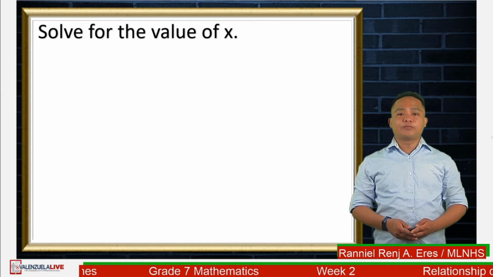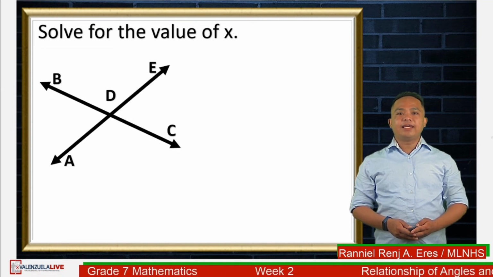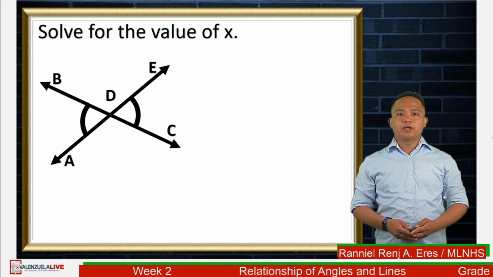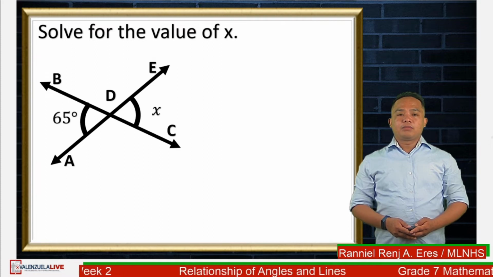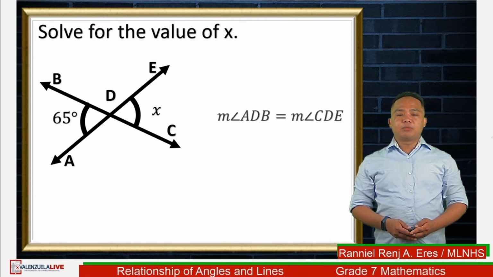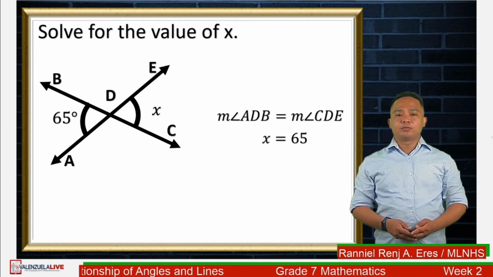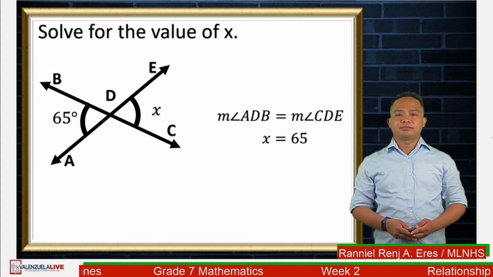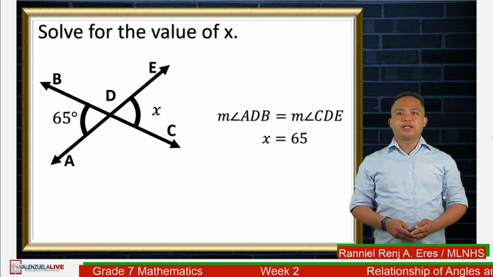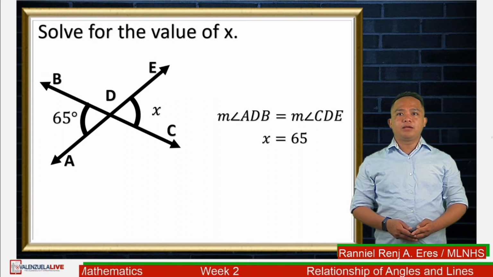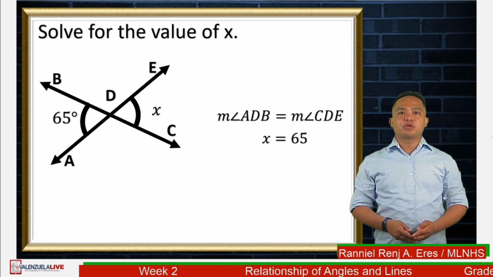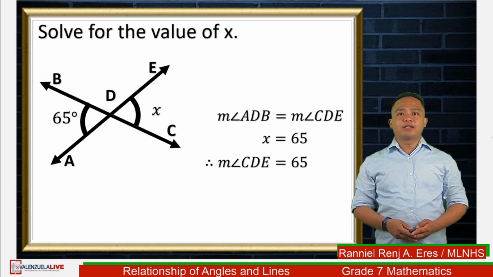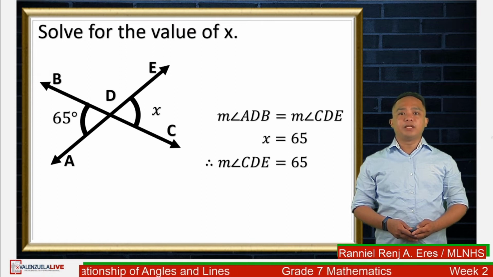Let's analyze and solve for the value of x. Again, line AE and line BC intersect at point D and form opposite angles. Wherein the measurement of angle ADB is 65 and the measurement of angle CDE is unknown. But remember that they are vertical angles. Therefore, we can say that the measurement of angle ADB, which is 65, is also the measurement of angle CDE. Therefore, the measurement of angle CDE is 65 degrees.